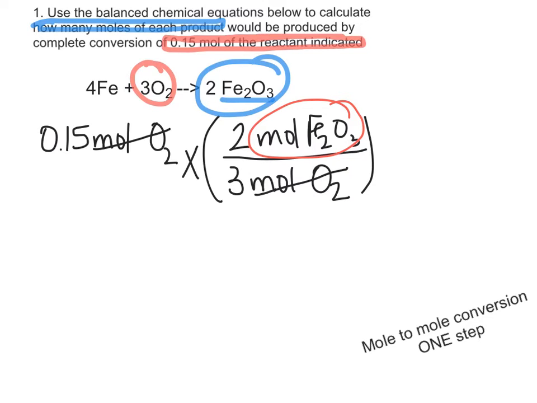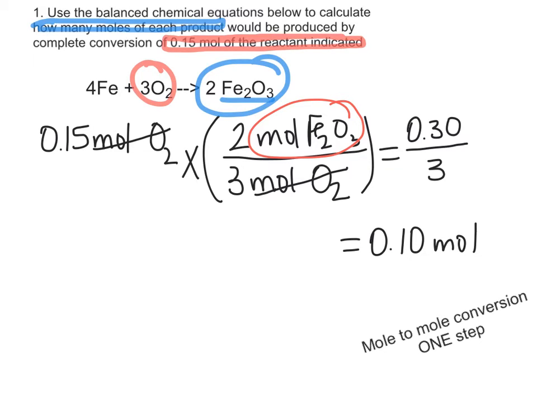I am left with exactly what I was looking for, which is moles of iron oxide. Okay, so now all I do is multiply the top. So when I multiply the top, I'm going to get 0.30. And then I divide it by the bottom, which is 3. So my answer here is 0.10 moles of iron oxide that were produced.